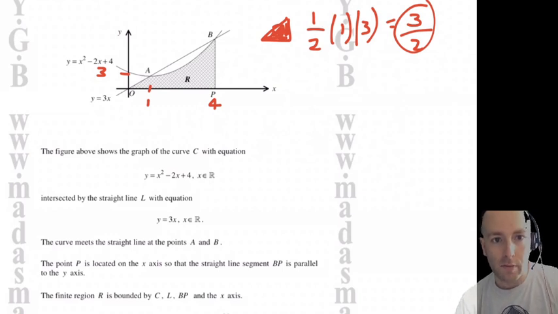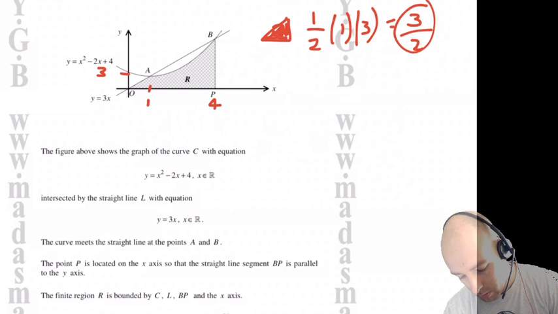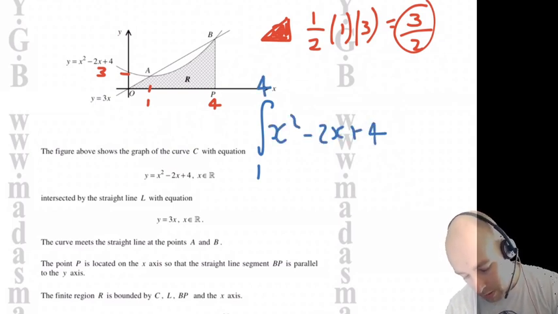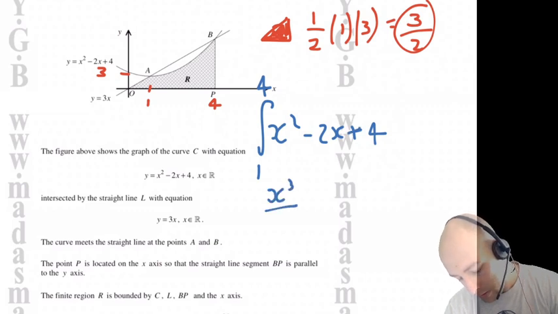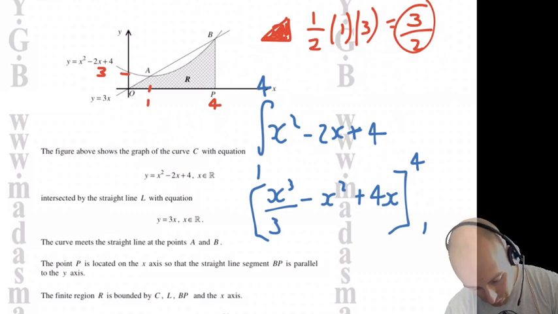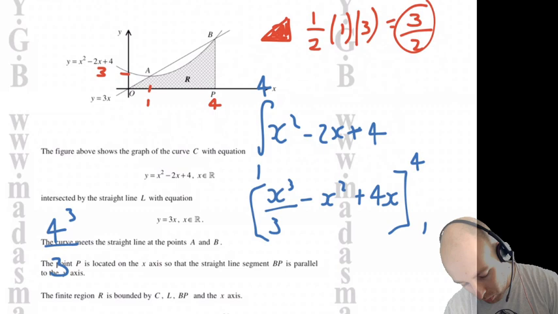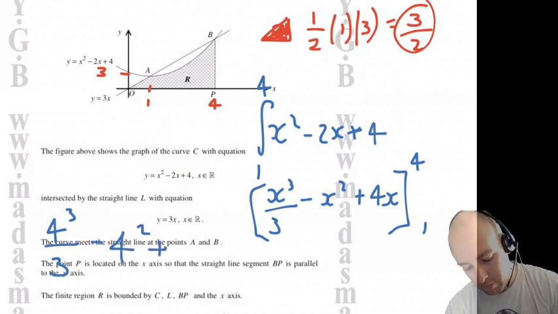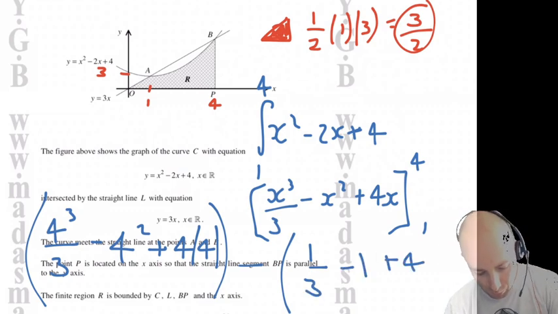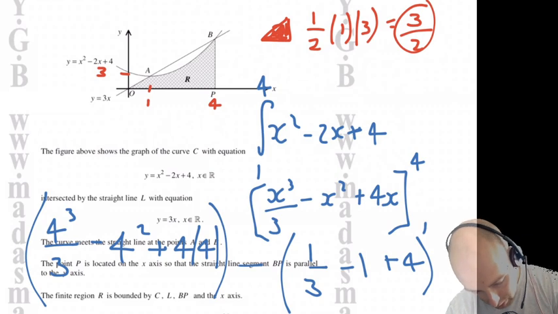Okay, now all I need to do is integrate the curve from 1 to 4. So we're going to do the integral from 1 to 4 of x squared minus 2x plus 4, which gives me x cubed over 3 minus x squared plus 4x, in square brackets from 1 to 4. Put 4 in: 4 cubed over 3 minus 4 squared plus 4 lots of 4, which is 4 squared. Take away, put 1 in: 1 over 3 minus 1 plus 4. So if we work that out, we get 64 over 3.